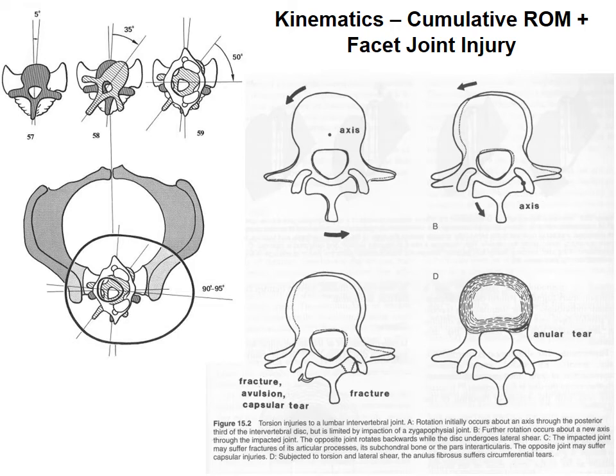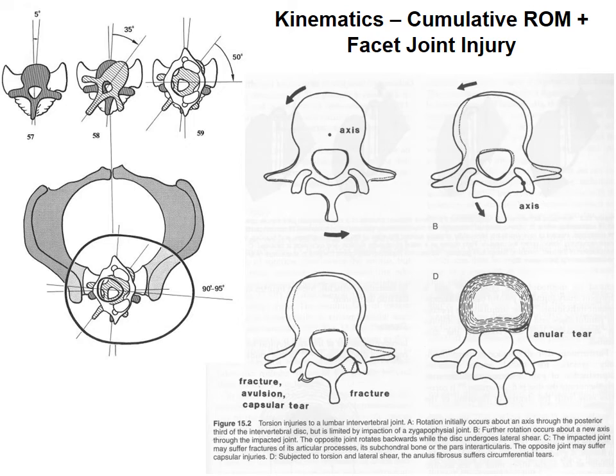The bottom 2 pictures of that diagram show what happens if we try to force movement through facet joints after they've reached the limit of their movement. So on the bottom left, you can see a potential injury that can occur with lumbar facet joints where they can fracture if we try and rotate them too far.